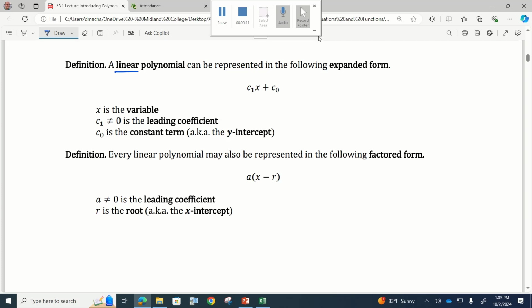A linear polynomial is any expression that can be equivalently rearranged and represented in this, what we call expanded form.